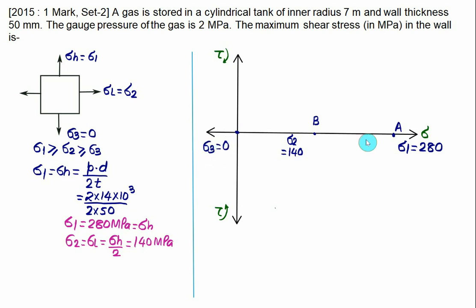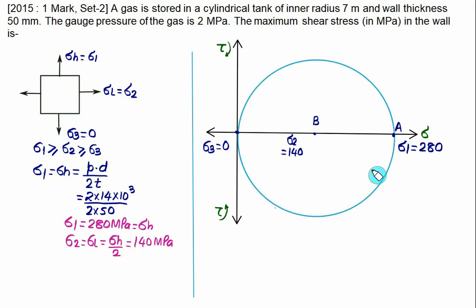The maximum Mohr circle is possible for sigma 1 and sigma 3. So this one is the maximum possible Mohr circle. One Mohr circle we can draw from A to B, but it is a smaller Mohr circle. Another Mohr circle you can draw for sigma 2 and sigma 3. So we'll consider this Mohr circle for sigma 1 and sigma 3. The diameter of this Mohr circle is D, equal to sigma 1, that is 280 megapascal. And the radius r of this circle represents tau max.